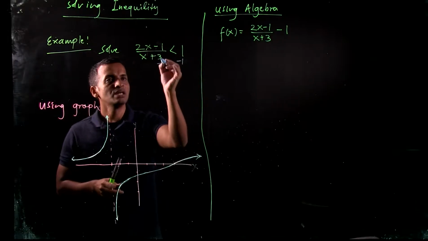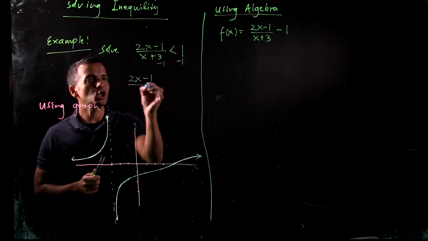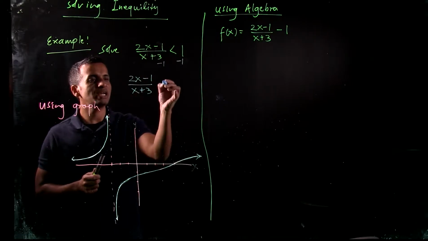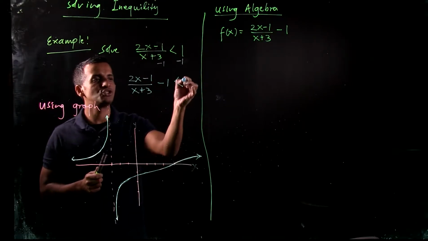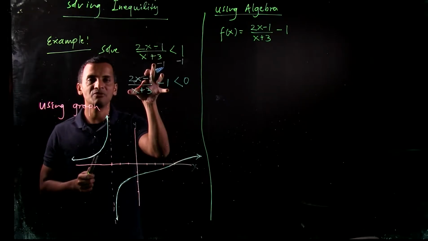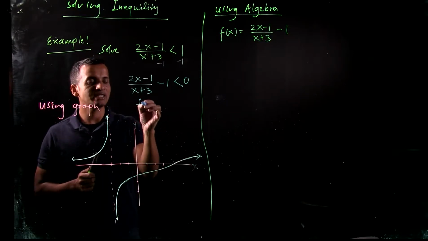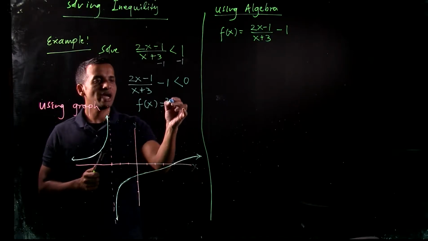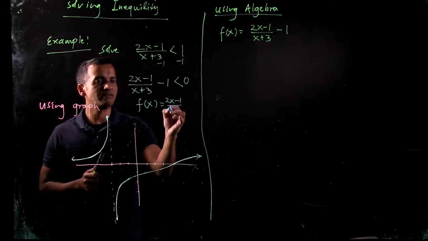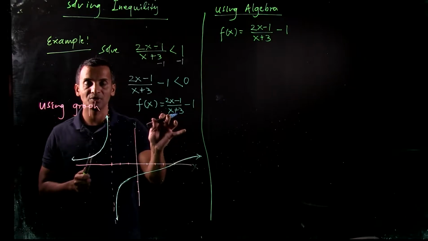So you're subtracting 1, so you get (2x minus 1) over (x plus 3), and then minus 1 is less than 0, okay? Since the right hand side is 0, you assume everything on the left as f of x. So let f of x be 2x minus 1 divided by x plus 3, and then minus 1. That will be f of x, okay?